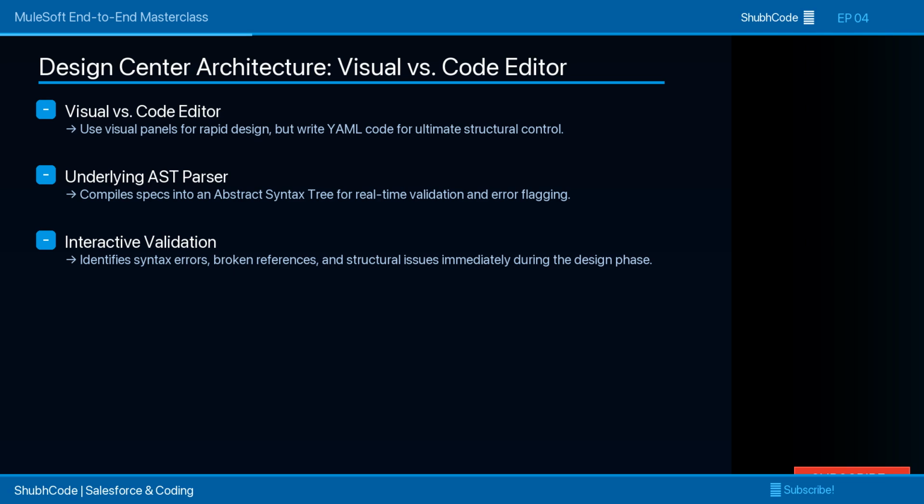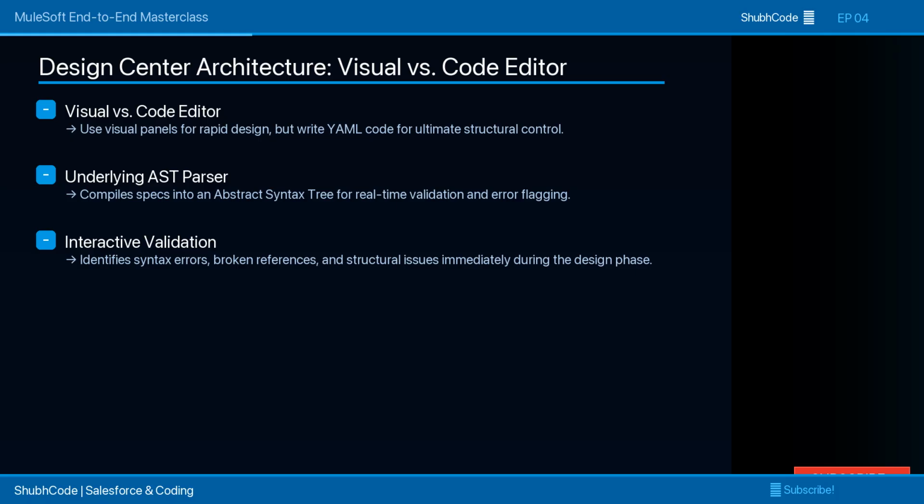When you open Design Center to build an OAS spec, you are faced with a critical architectural decision: Visual Editor or Code Editor. The Visual Editor is incredible for business analysts and rapid prototyping, as it visually abstracts paths, methods, and schemas. However, as an integration architect, I strongly advocate for mastering the Code Editor, which gives you raw, declarative control over your JSON or YAML specifications.